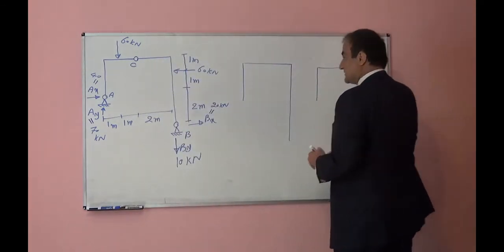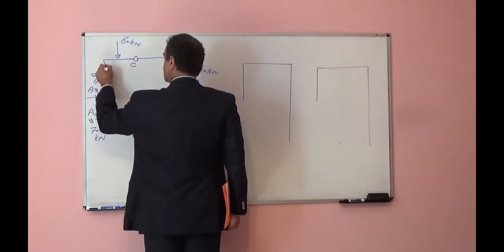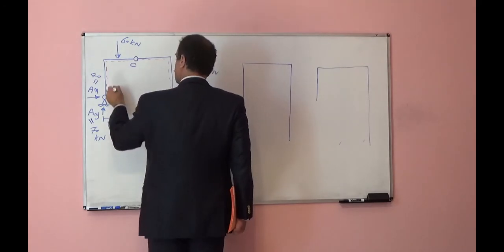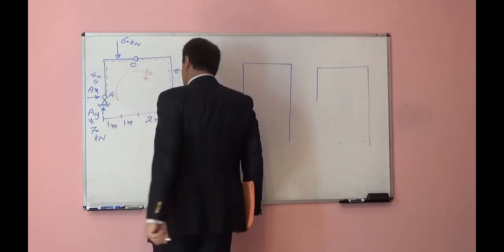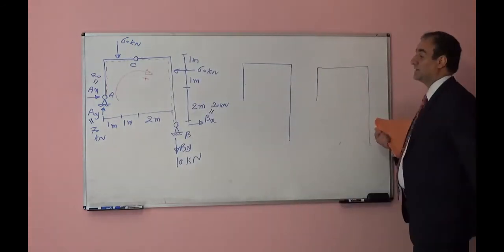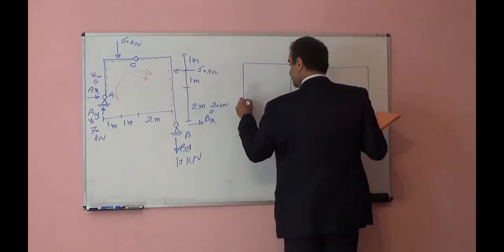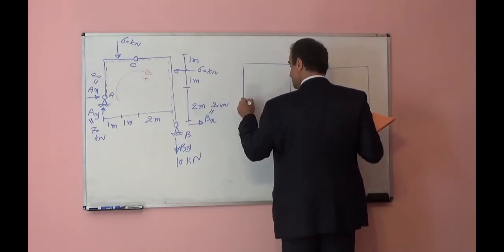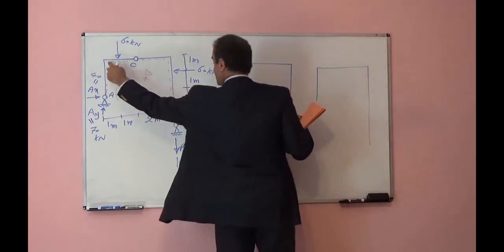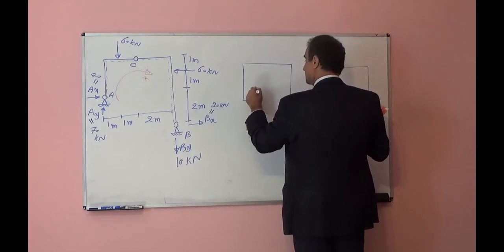Again, I will choose a dashed line inside of this frame, like this, and I will rotate clockwise inside of the frame. See what is happening. At point A, what is the force? It is 40. I will move from left to right. Up to this point, there is no force, so I will continue.